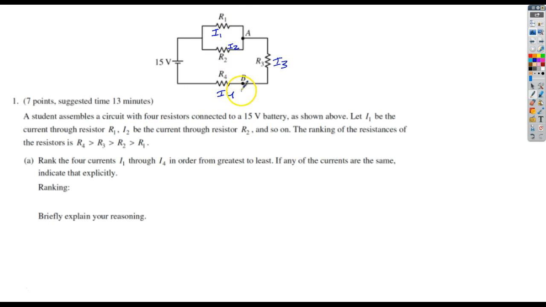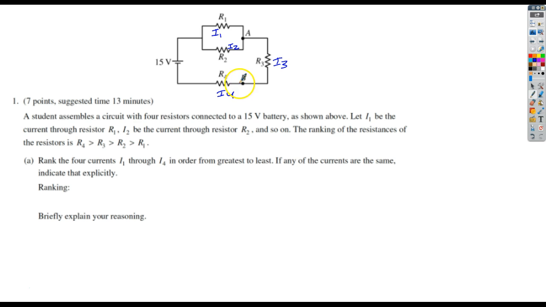We don't really know what it is. We just know that this one's bigger than this one, which is bigger than this one, which is bigger than this one. They want us to rank the currents in order from greatest to least. If any of them are the same, we need to indicate that. So this is a ranking task, and this is why we do a lot of those ranking tasks.